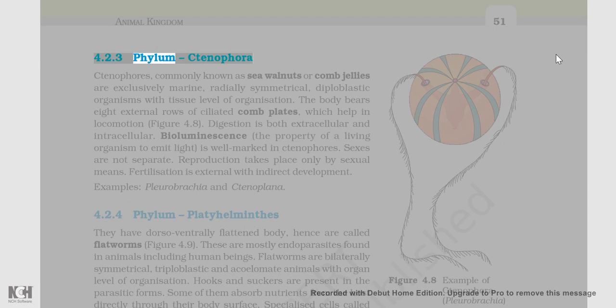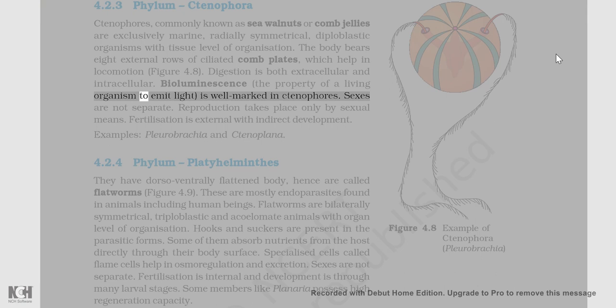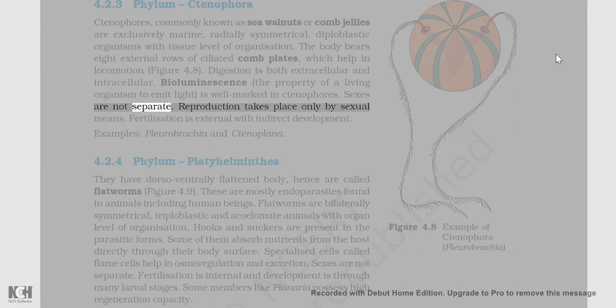Phylum Ctenophora. Ctenophores, commonly known as sea walnuts or comb jellies, are exclusively marine, radially symmetrical, diploblastic organisms with tissue level of organization. The body bears 8 external rows of ciliated comb plates, which help in locomotion, figure 4.8. Digestion is both extracellular and intracellular. Bioluminescence, the property of a living organism to emit light, is well marked in ctenophores. Sexes are not separate. Reproduction takes place only by sexual means. Fertilization is external with indirect development. Examples: Pleurobrachia and Ctenoplana.